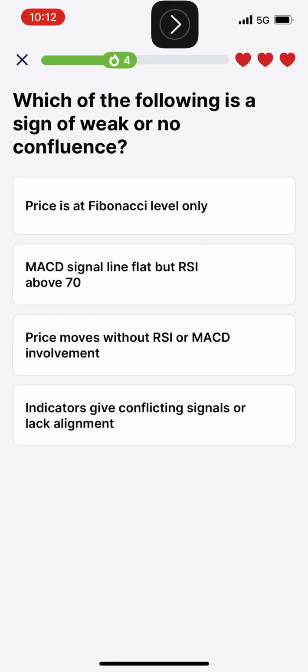Four. Which of the following is a sign of weak or no confluence? Price is at Fibonacci level only. MACD signal line flat but RSI above 70. Price moves without RSI or MACD involvement. Indicators give conflicting signals or lack alignment.